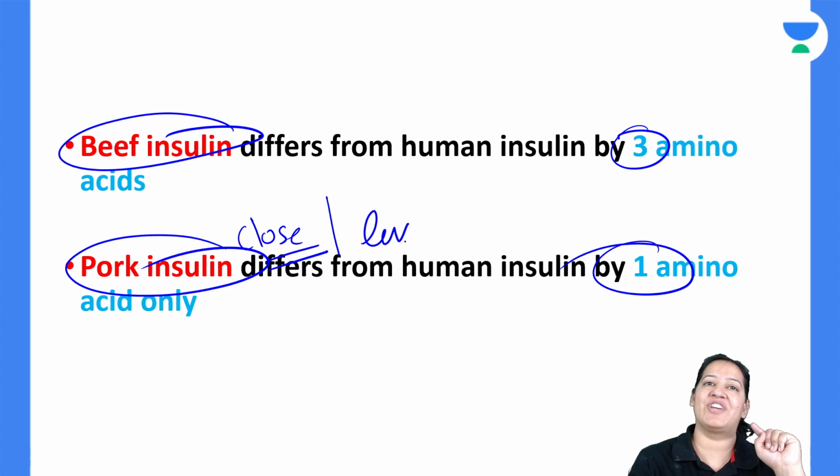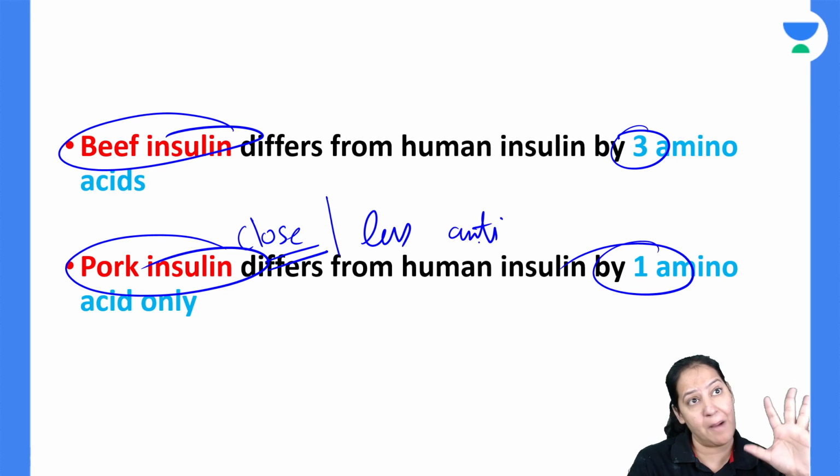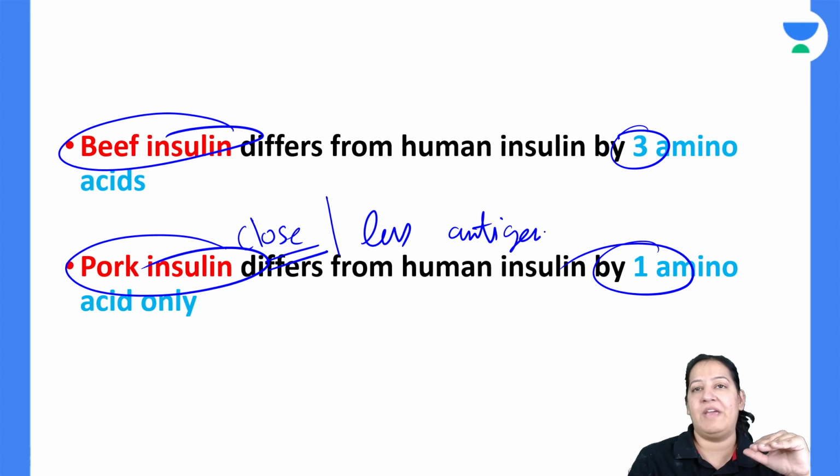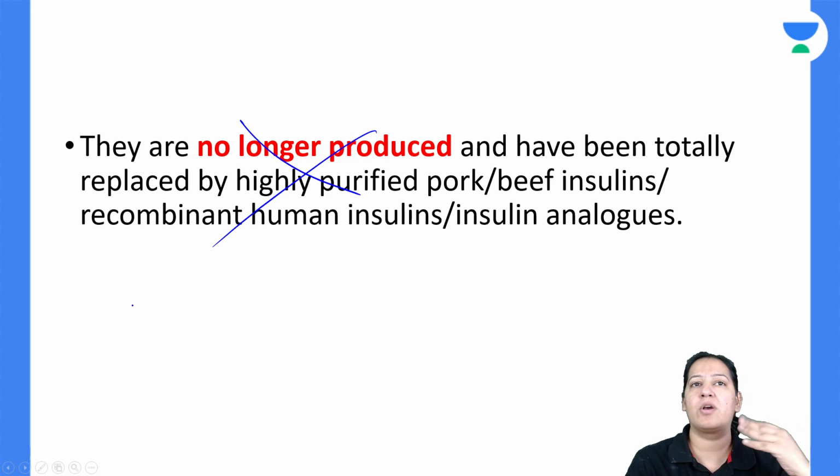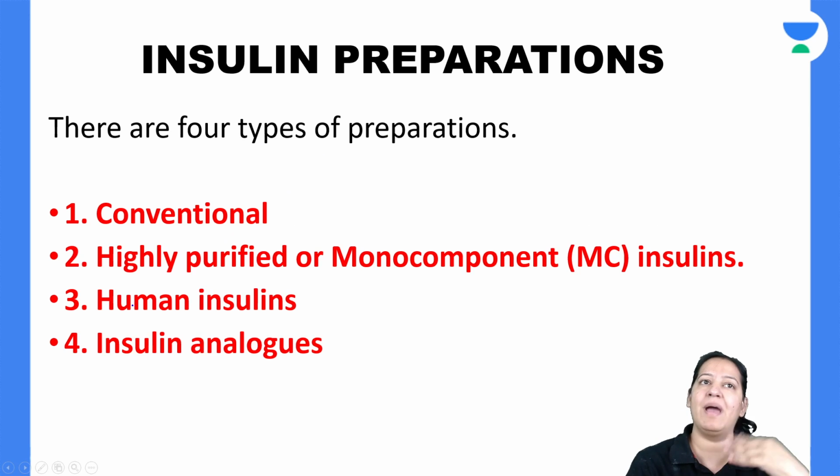That's why it is less antigenic, less antigenic as compared to beef. But although both are antigenic, both are not used nowadays. So please learn that they are no longer produced because they are totally replaced by other, better forms. That was all about conventional insulin.